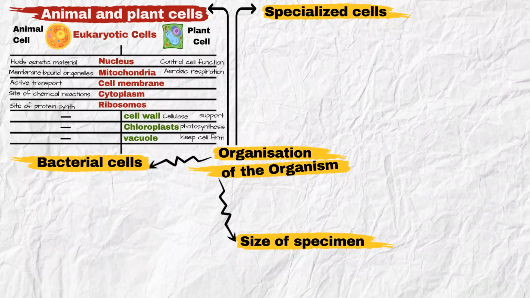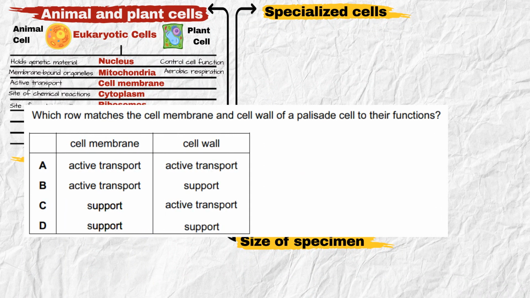Here are some questions. This question asked about the function of the cell membrane and cell wall of a palisade cell. The function of the cell membrane is mainly controlling movement of substances in and out, and the main function of the cell wall is keeping the contents of the cell inside and preventing bursting. So the correct answer is B.